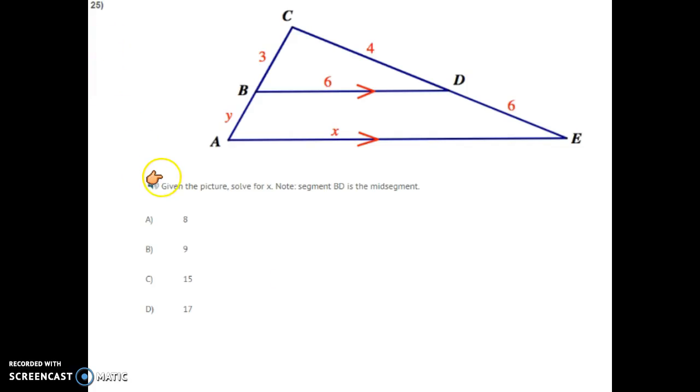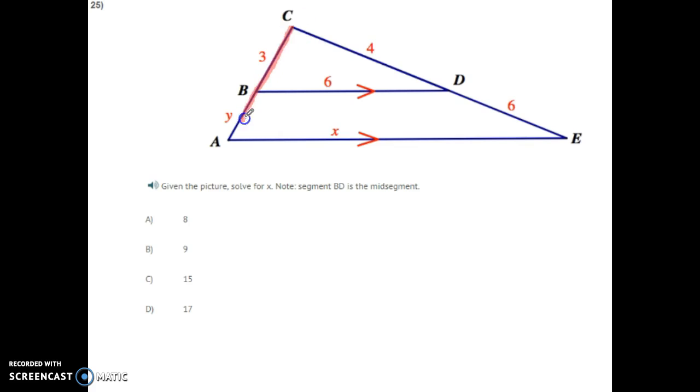All right, number 25 says, given the picture, solve for x. Note that segment BD is a mid-segment. So we are looking for x. And if you notice, they have the parallel symbols. So we have similar triangles here.